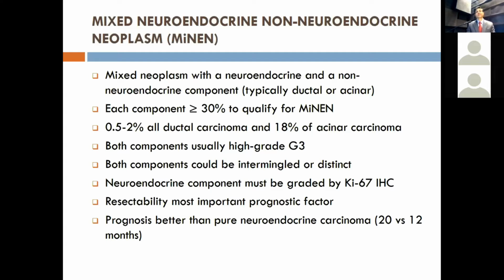Both components can be intermingled, as we saw in our cases, or they could also be distinct. And it is important to grade the neuroendocrine component by Ki-67 because it is this component that dictates the biology of this entity. Its prognosis is slightly better than the pure neuroendocrine carcinomas, 20 versus 12 months.